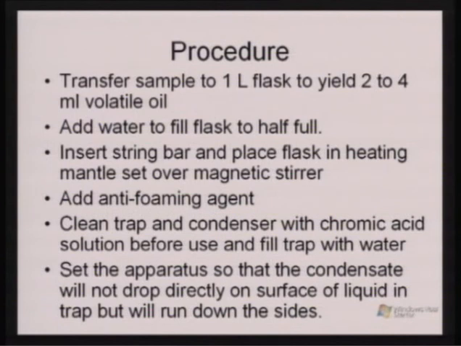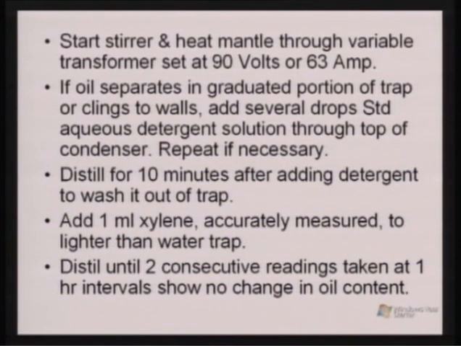Set the apparatus so that the condensate will not drop directly on the surface of liquid in the trap but will run down the sides. Start the stirrer and heat the mantle through a variable transformer set at 90 volts or 63 ampere. If oil separates in the graduated portion of the trap or clings to the wall, add several drops of standard aqueous detergent solution through the top of the condenser. Repeat if necessary. The idea is to drop down all the oils into the contents.